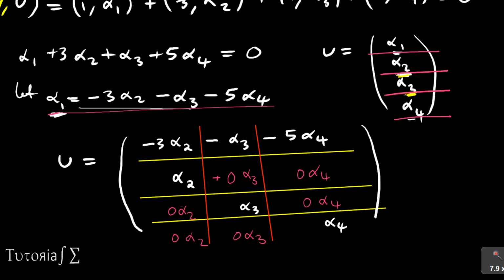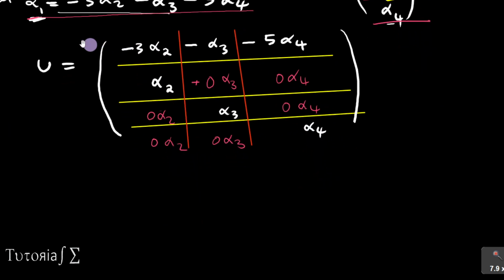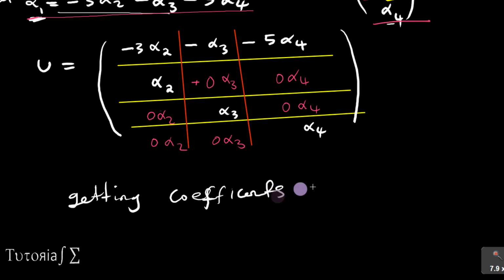So now once we have done that, what we just have to do is get the coefficients of the columns. So getting the coefficients of the columns and making vectors. Okay, so we just get the coefficients of the columns and we'll make our vectors.